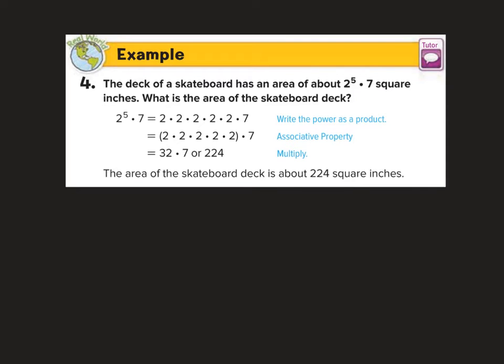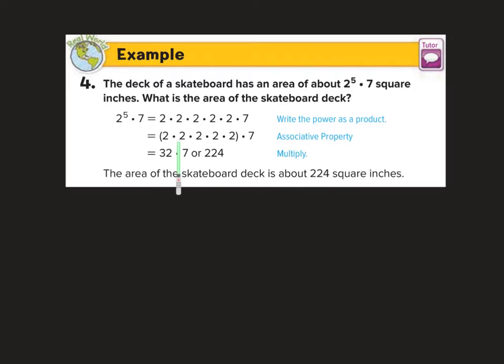So example 4 here, we're looking at the deck of a skateboard has an area of about 2 to the 5th times 7 square inches. What is the area of the skateboard deck? So the first thing we want to do is expand out this power and take 2 to the 5th and write it out as 2 times 2 times 2 times 2 times 2, and then we multiply by the other factor 7.